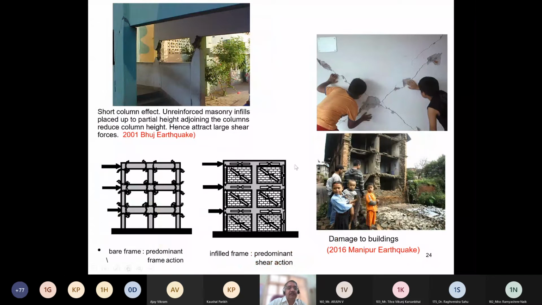This is also from the Bhuj earthquake. Short column effect. Unreinforced masonry infills placed up to partial height adjoining the columns reduce column height. So these are the columns here. Because of these masonry infills up to partial height, these portions become short columns. And these are subjected to shear failures. To avoid this, we provide stirrups at closer intervals. This portion of the columns.